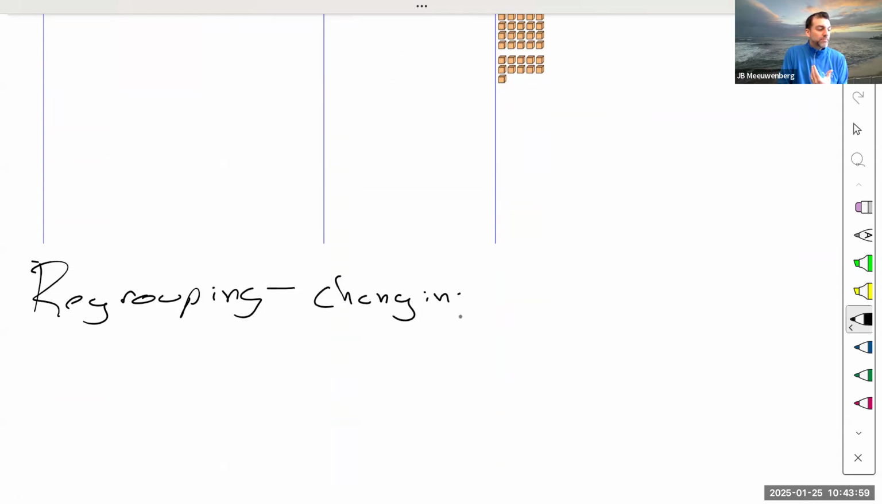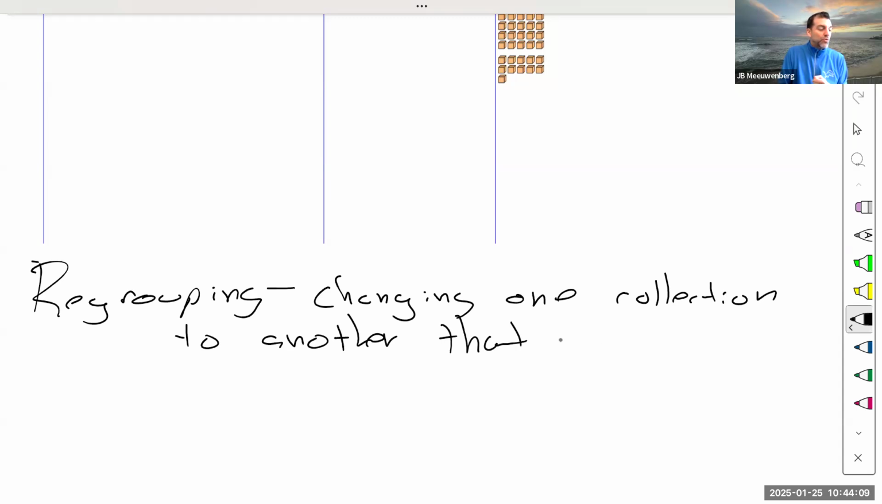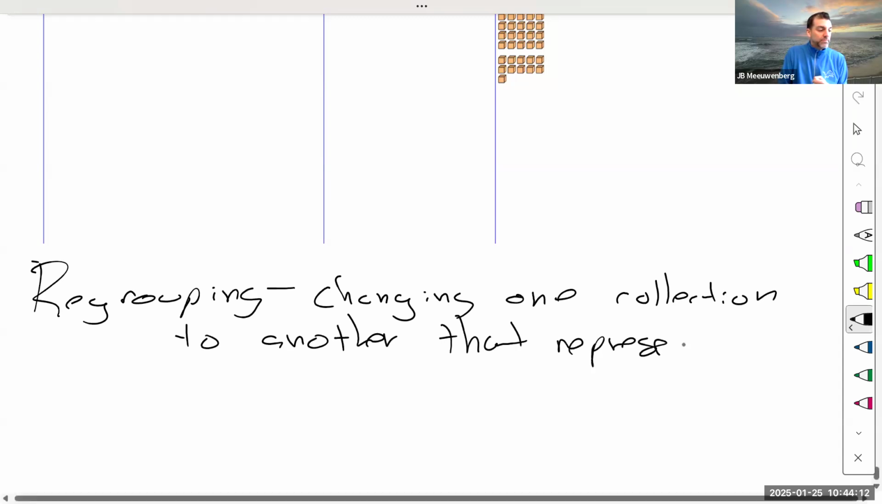Changing one collection to another that represents the same grouping.